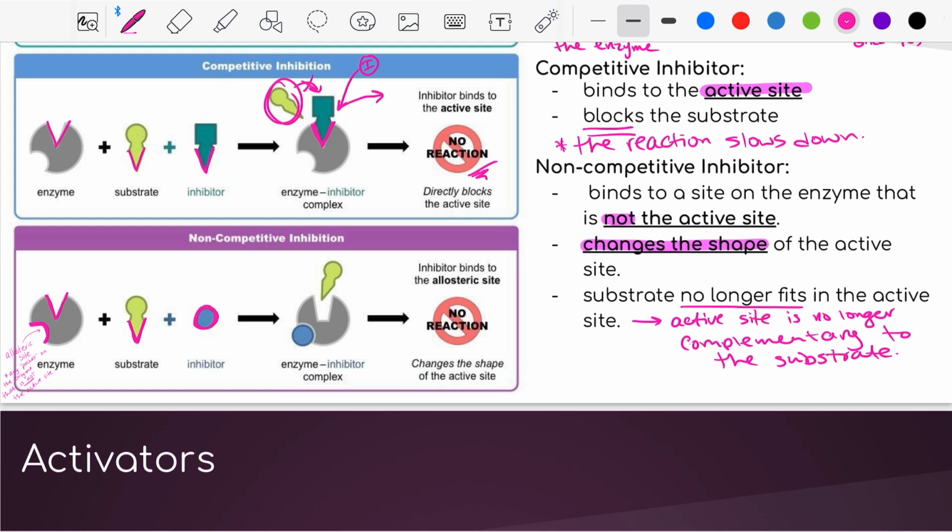And so now if the inhibitor sticks onto the allosteric site, then what happens is it changes the shape of the active site, and now this shape is no longer the shape of the substrate. And so the substrate cannot fit into the active site because it's no longer complementary. And again, if the substrate can't fit into the active site, then it cannot make product. So no reaction will occur, or fewer reactions will occur. So again, the reaction slows down.